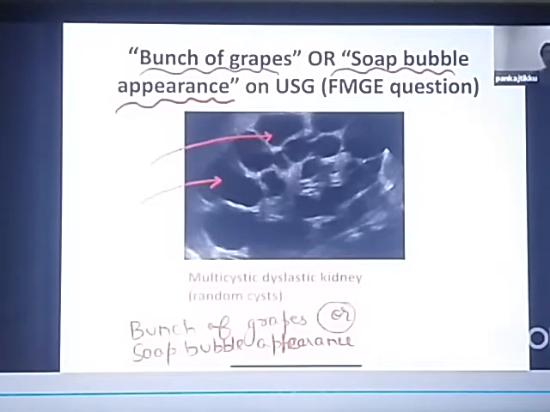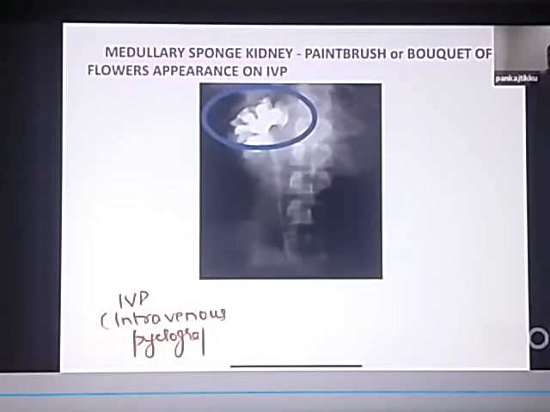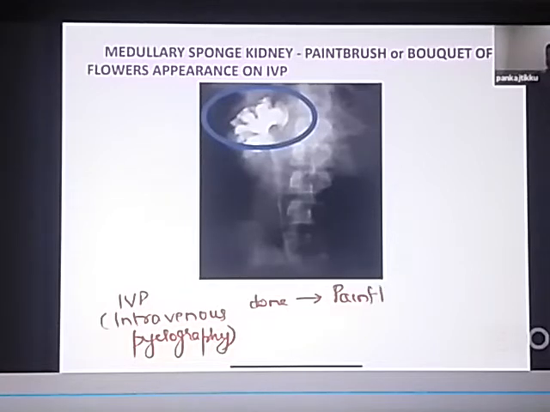Medullary sponge kidney, which is the third type of disorder, I will not go into the details, but just one thing that you need to know is, when an intravenous pyelography (IVP stands for intravenous pyelography) is done, it shows a typical paintbrush appearance, also sometimes known as a bouquet of flower appearance in the case of a medullary sponge kidney.